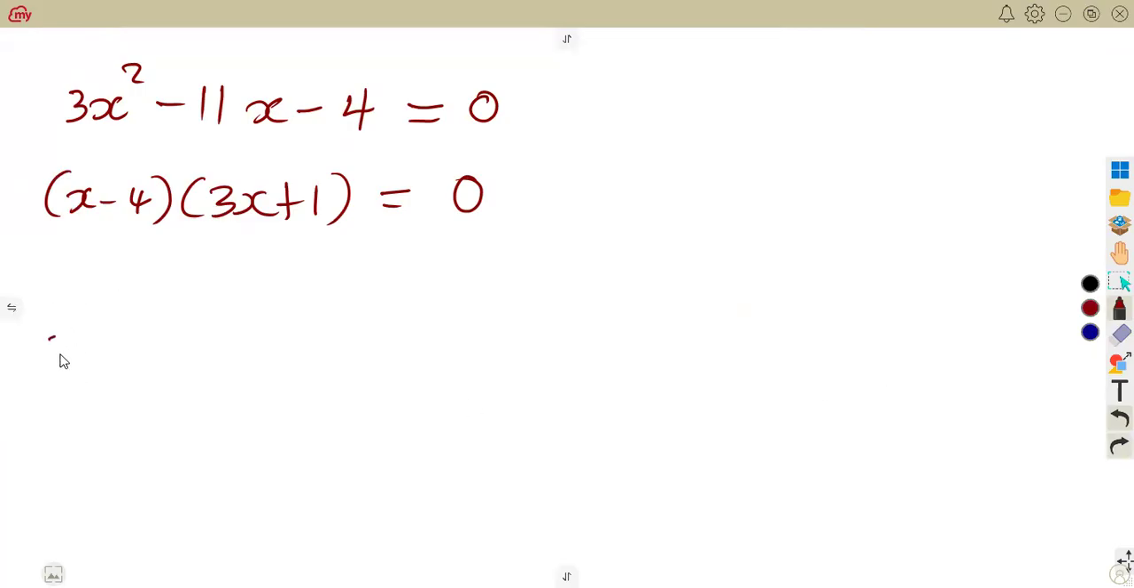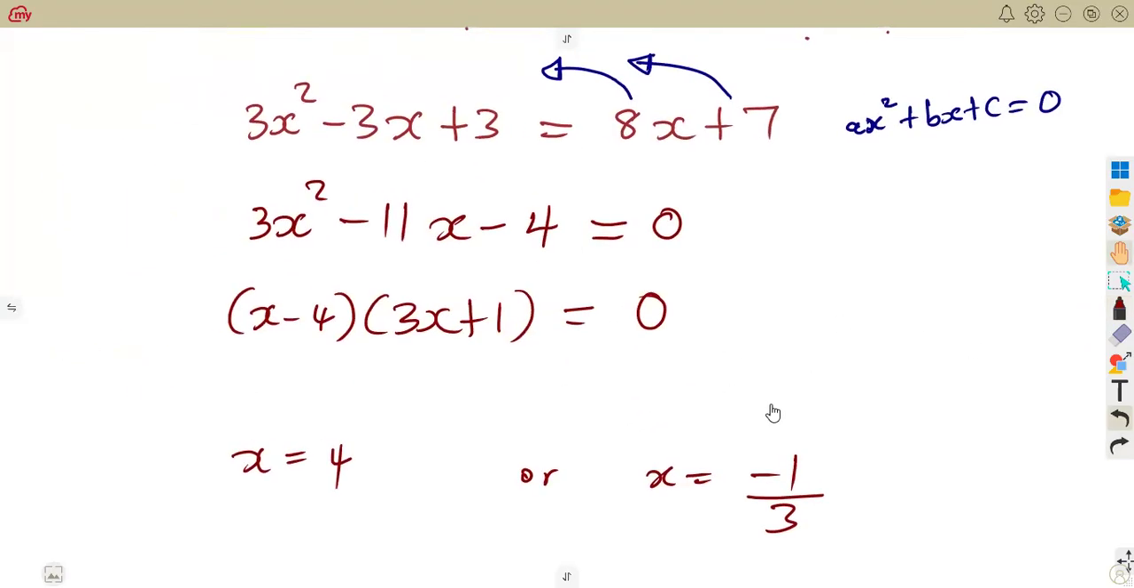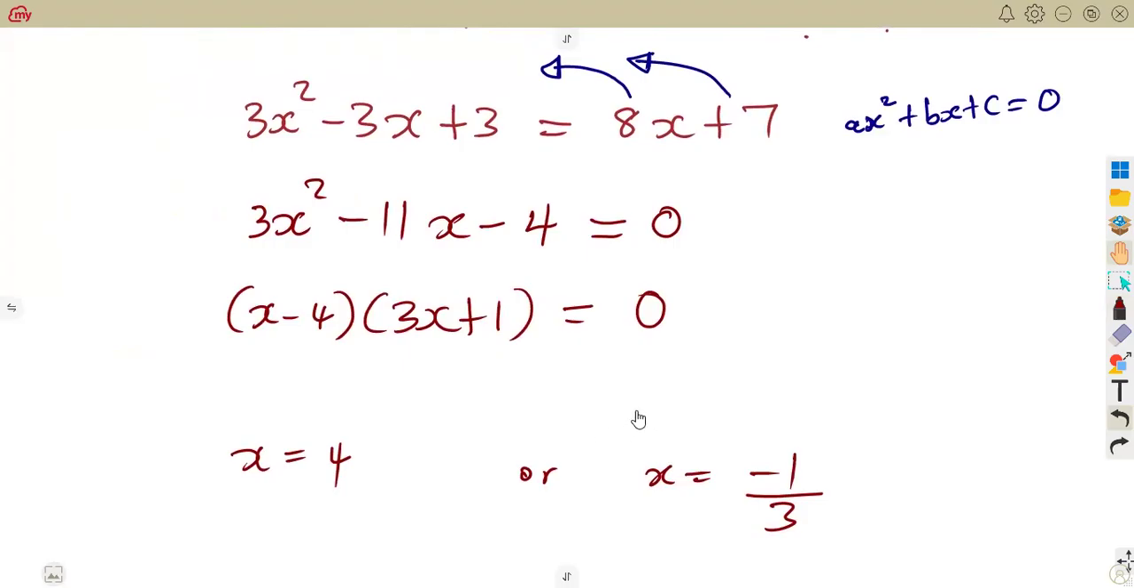From the brackets, you can even write your solution to say minus 4 to the other side becomes a positive 4. Or our x is going to be what? You take 1 to the other side, it becomes a minus 1. Then you're going to divide by 3. So x is going to be minus 1 over 3. We've got 2 possible solutions: minus a third or x, which is 4.